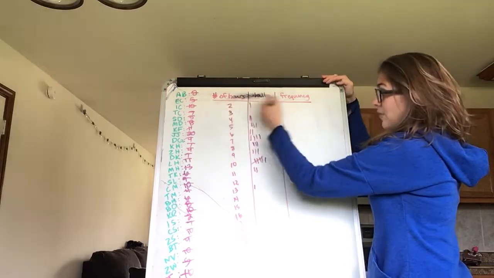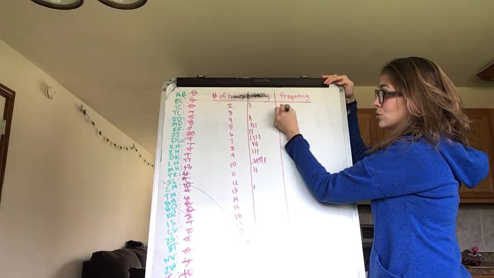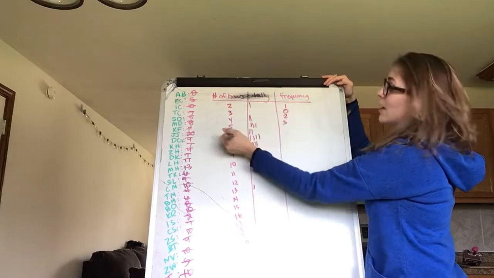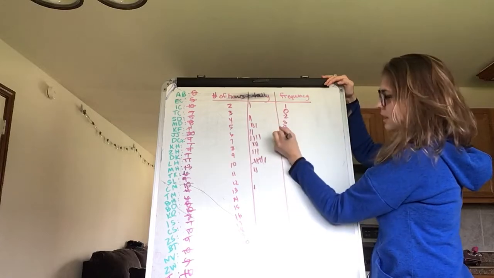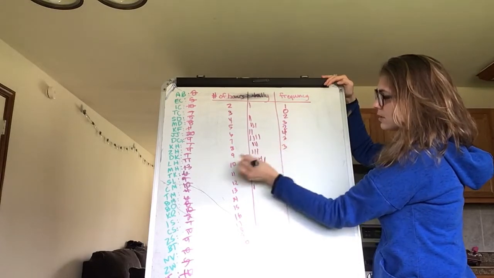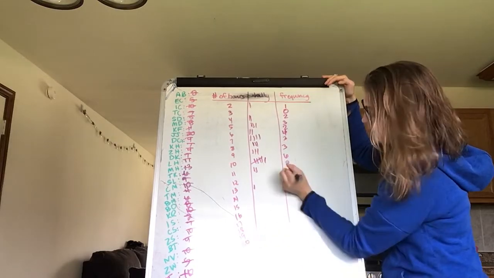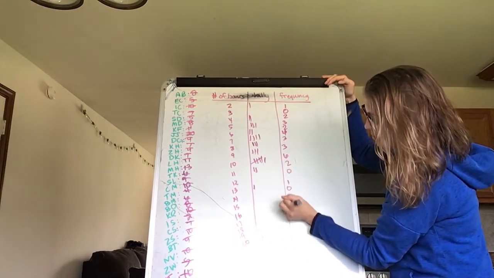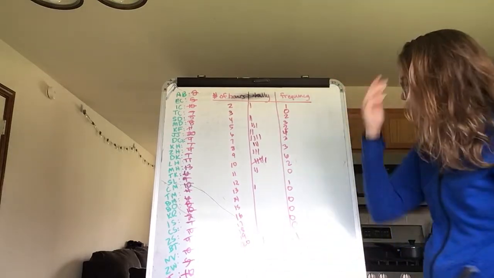So now I'm going to count up going across. How many 2s do I have? I have 1, 2. How many 3s do I have? None. How many 4s do I have? 2. How many 5s do I have? 3. How many 6s? 2. 7s, I have 4. 8s, I have 3. 3, 6, 2, 1. This should be 0. 0, 0, 0, 0, 0, and 1.